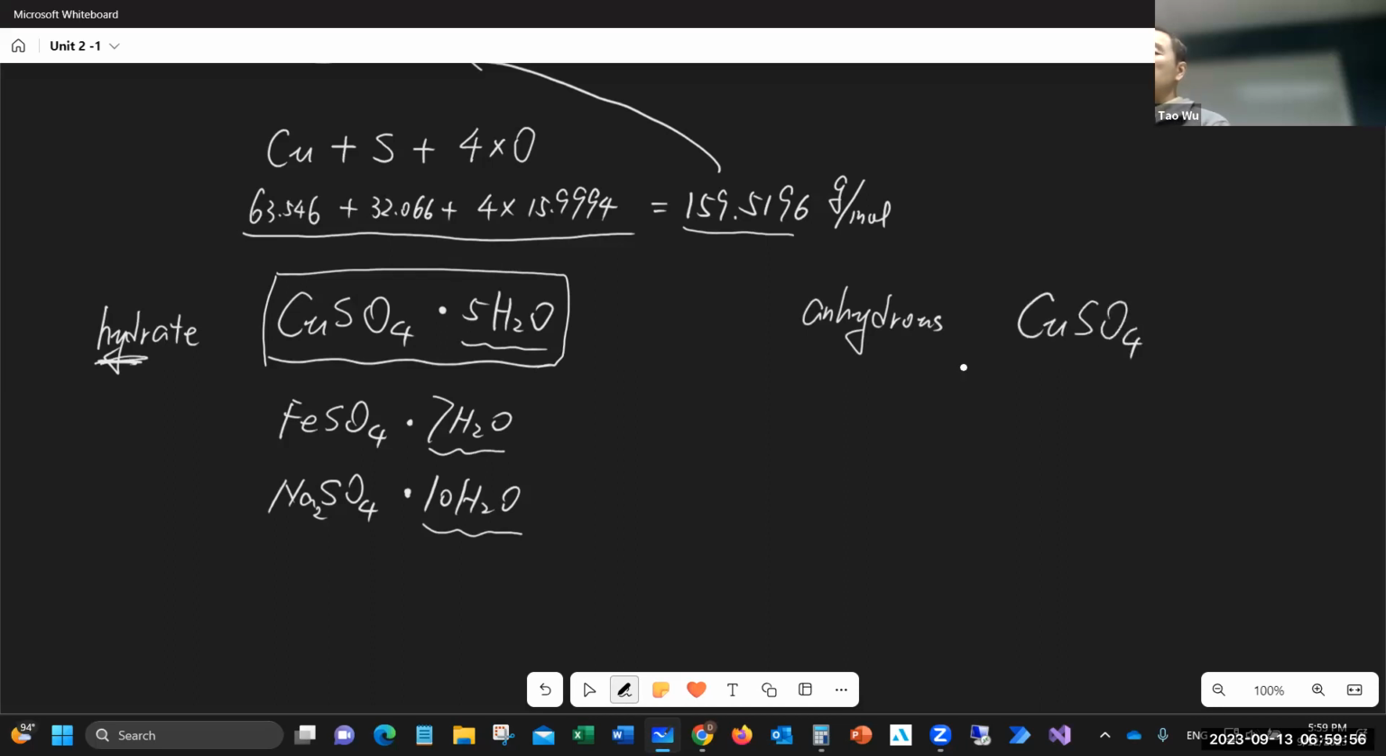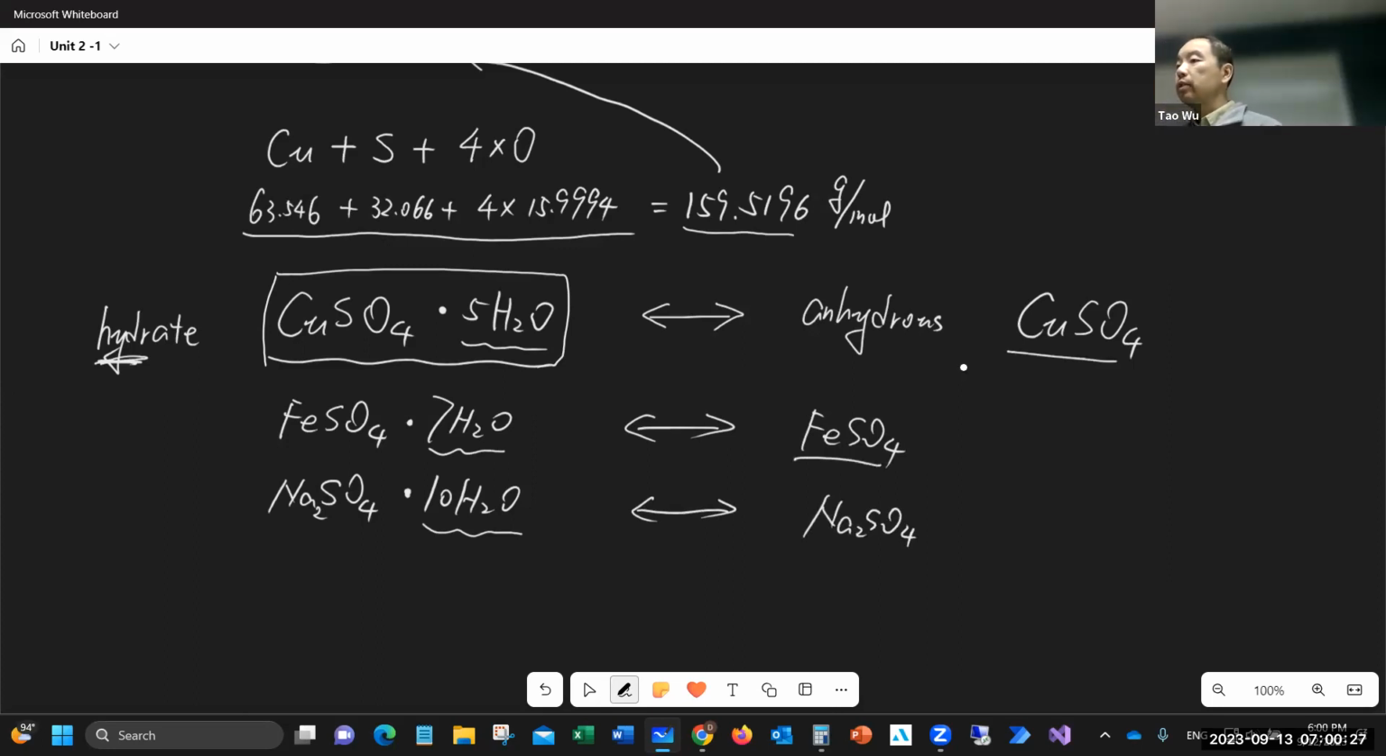So generally, hydrate and anhydrous, those two are coupled together. If we have water, and this can attach the water, then we call this a hydrate. When the water is removed, we call this anhydrous. Are you clear? Okay, so the same thing for FeSO4, and if we have sodium SO4. And just to let you know, those anhydrous usually are a powder.